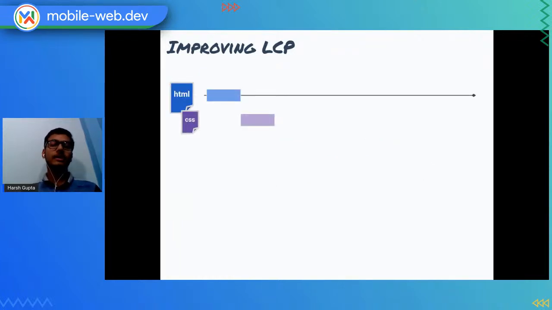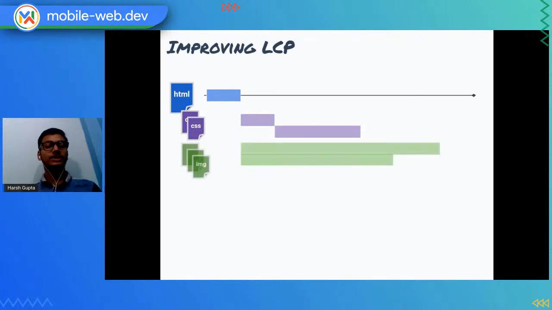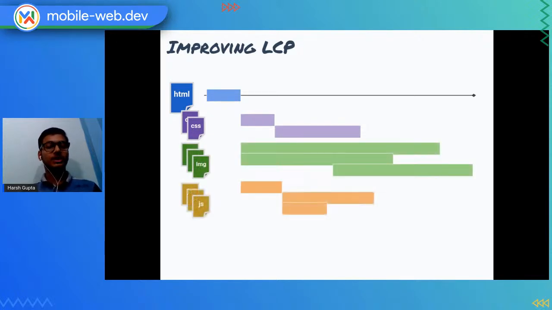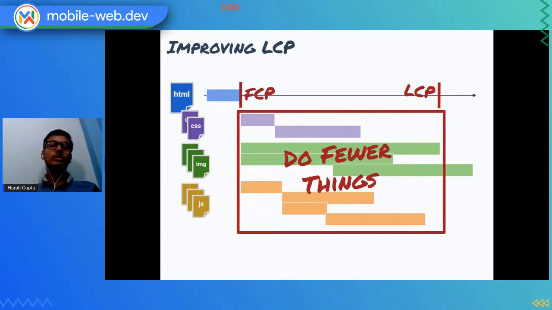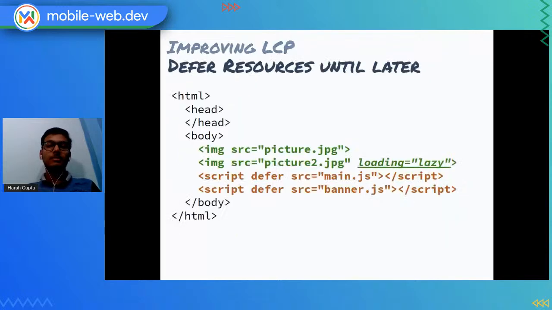In defer, let's say we have some HTML files, image files, and some JS files, right? We have First Contentful Paint, and we have LCP, the Largest Contentful Paint, and in between we have these CSS, images, and JavaScript files. From the first contentful paint to the LCP, in between these things, we need to do fewer things. That's what we said previously. But how? We can achieve it with defer.